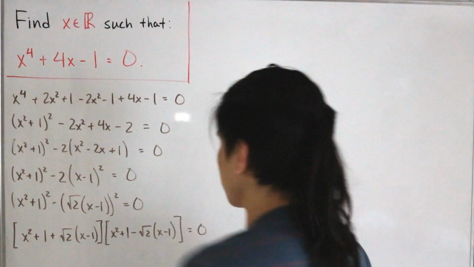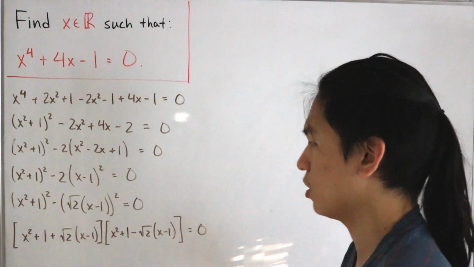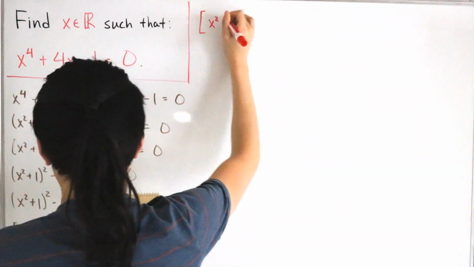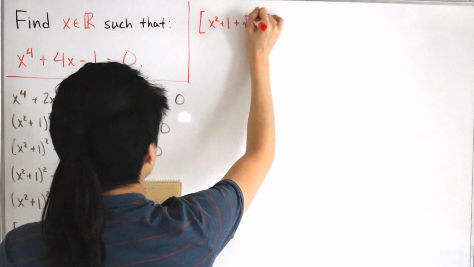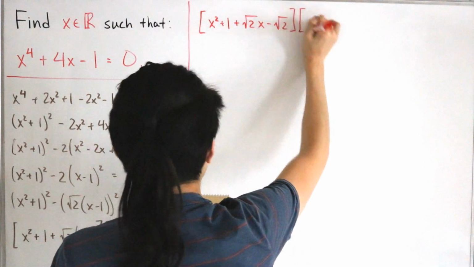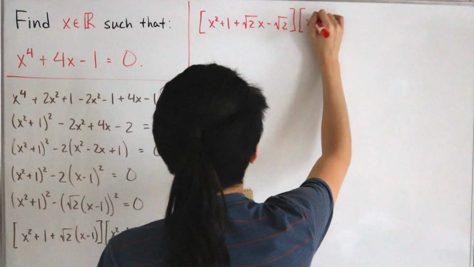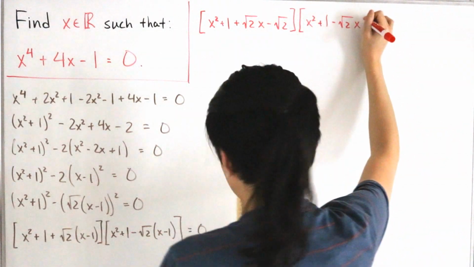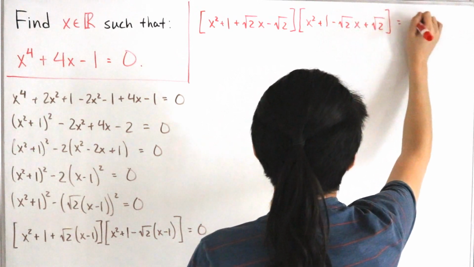So let's distribute the square root of 2 to both of the linear binomials over here. First we have x squared plus 1, add the square root of 2 times x, and then minus the square root of 2. Do the same thing over here, just distribute the square root of 2. So x squared plus 1, then minus the square root of 2 times x, and then add the square root of 2, and set that equal to 0.